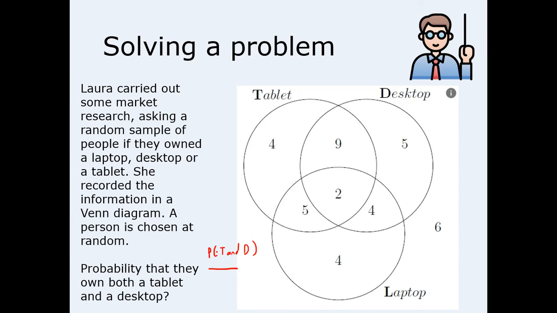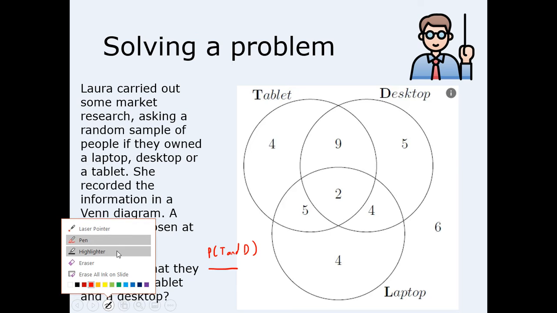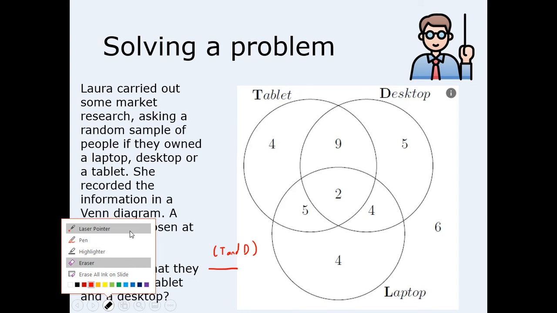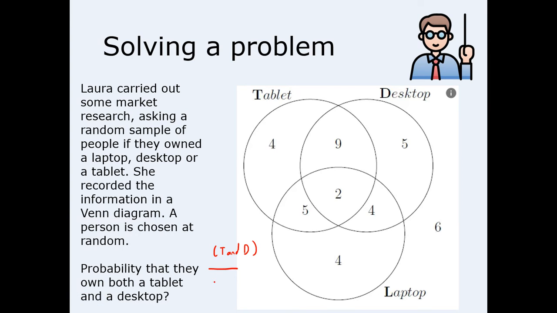So this is the number of, I put probability there. What I should say really is it's the people who have a tablet and a desktop, and it's the number of people involved. So the total people asked. Okay, so the total number of people. So let's have a look. The total number of people is probably the easiest thing.